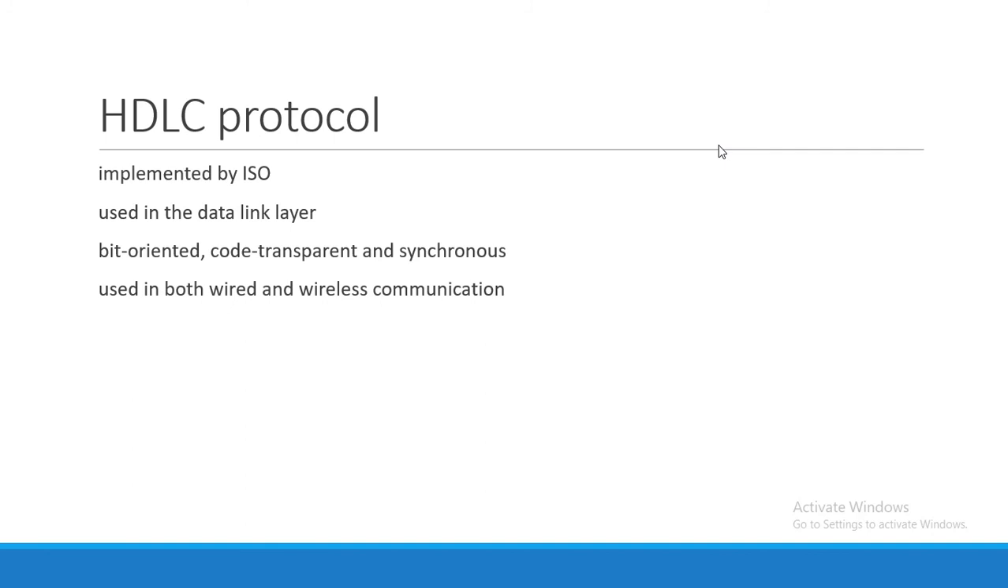HDLC, or High-level Data Link Control. This is implemented by ISO. This is used in the data link layer. This protocol is a bit-oriented, code-transparent, and synchronous protocol. This protocol can be used in both wired and wireless communication.